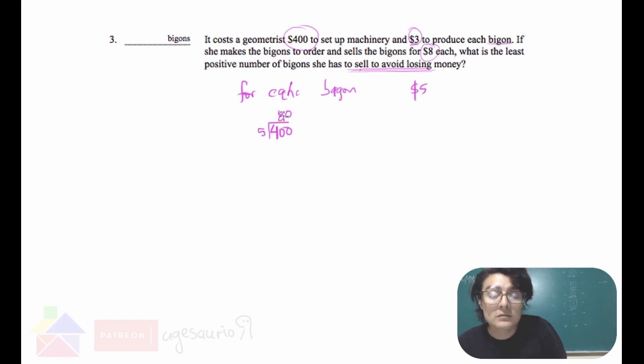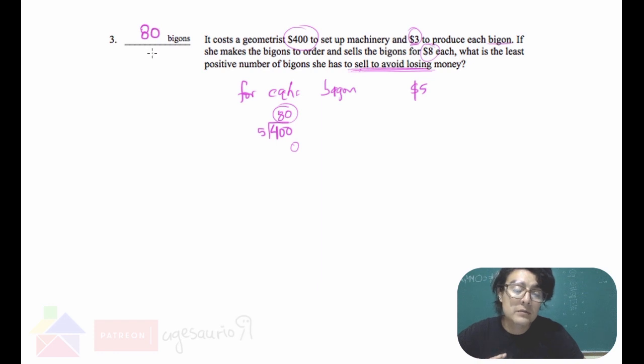So we just do this quick division, and if she manages to sell 80 bicons, she would break even, right? She would not lose any money at all, but she's still not making money. Okay, so that's why we have to keep track of what we're being asked. If we write down 81, she's not losing money, but she's actually gaining now. It's not the least positive number, right? So this one was fairly easy.